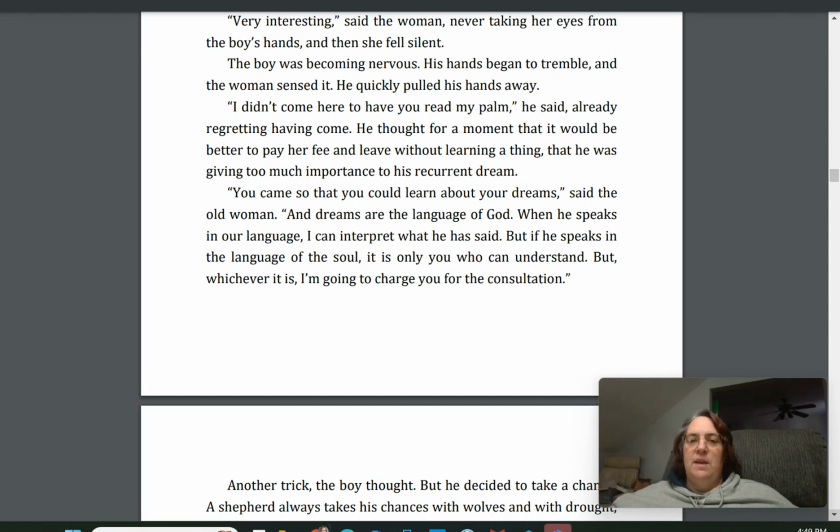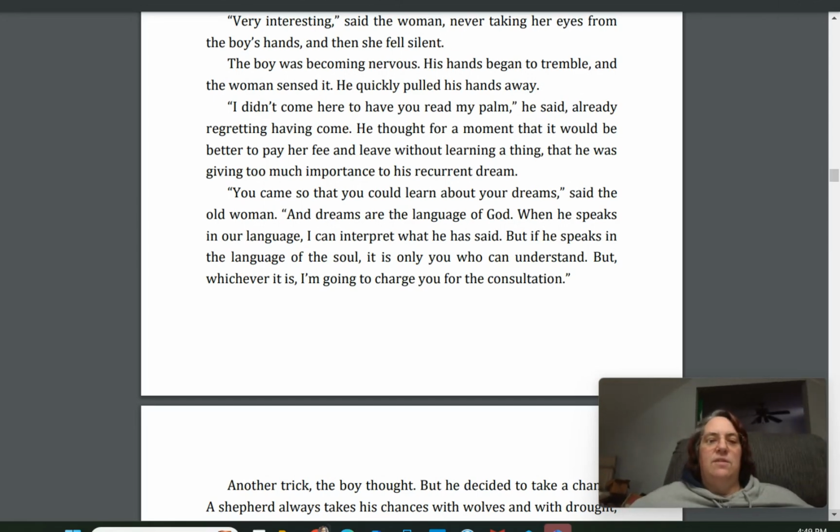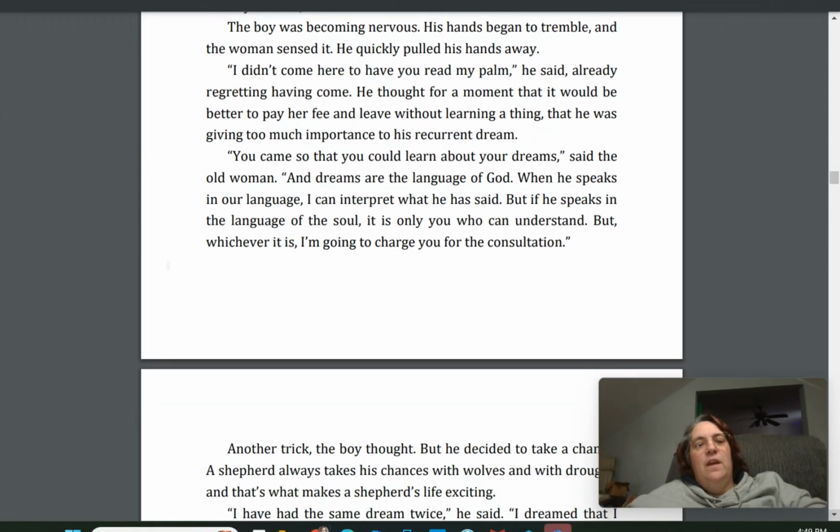The boy was becoming nervous. His hands began to tremble, and the woman sensed it. He quickly pulled his hands away. "I didn't come here to have you read my palm," he said, already regretting having come. He thought for a moment that it would be better to pay her fee and leave without learning a thing, giving too much importance to his recurrent dream.